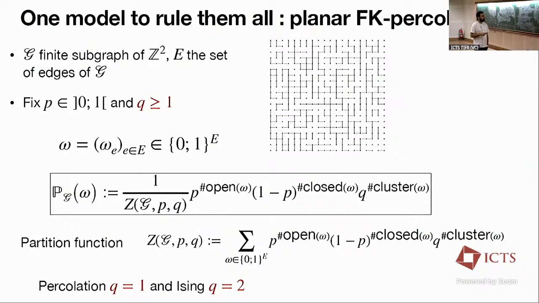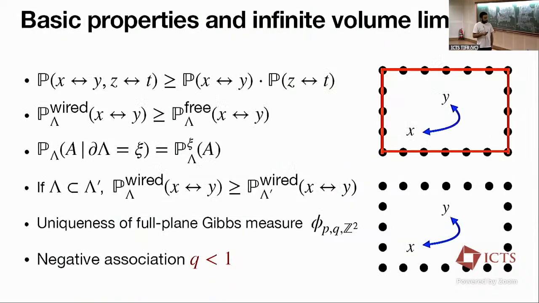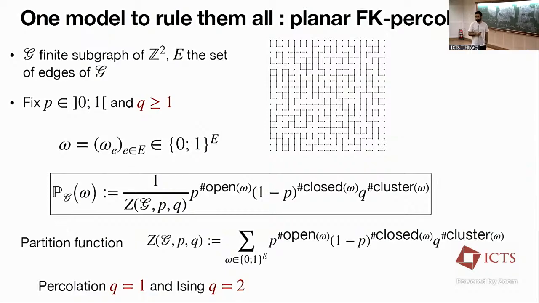Roughly speaking, you can try to study this. So q equals 1 is basically percolation, and q equals 2 is something called the FK Ising model. Once you run the model with q equals 2, you can run an additional plus or minus 1/2 independent coin on each connected component, and then you get the classical Ising model. So I will always be working with q bigger than 1.